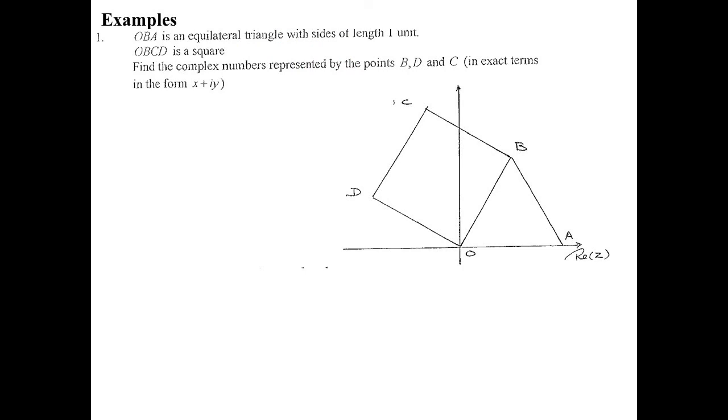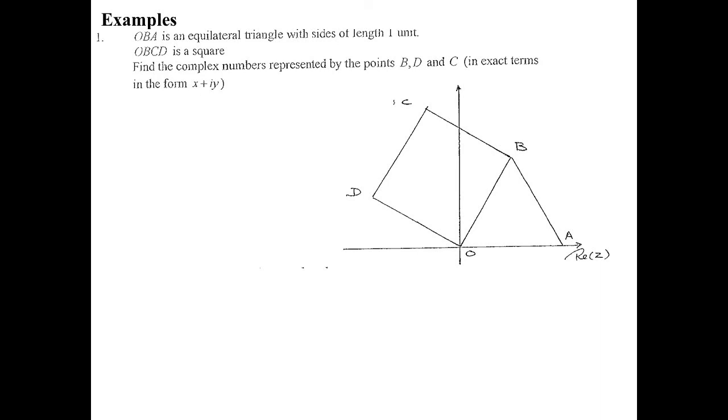OBA, equilateral triangle, length 1, makes life easy. OBCD is a square. Find the complex numbers represented by B, D and C. Now here's the interesting thing. Why did they say B, D and C and not B, C and D, which would be more naturally what you would say? They're giving you a subtle hint here on the order to go and find these points. So B, D and C.